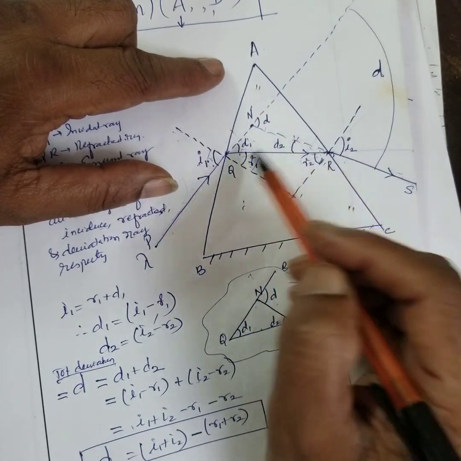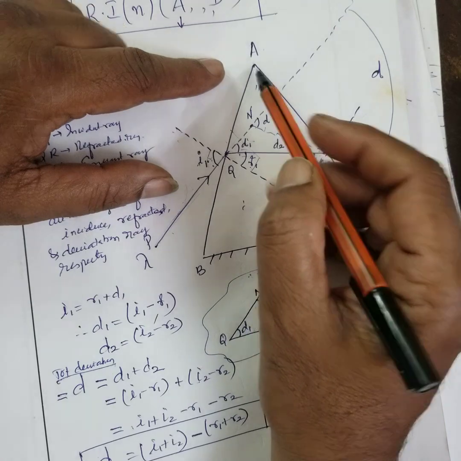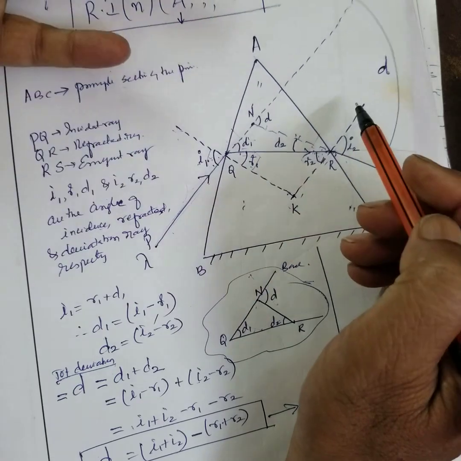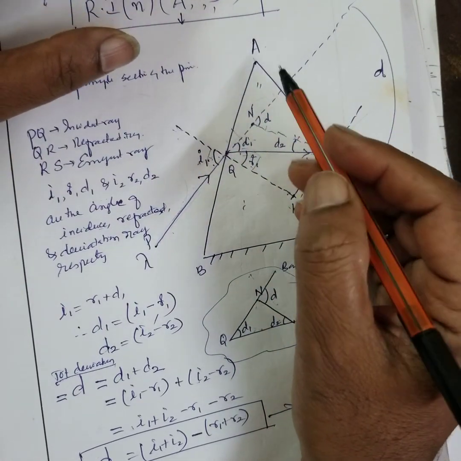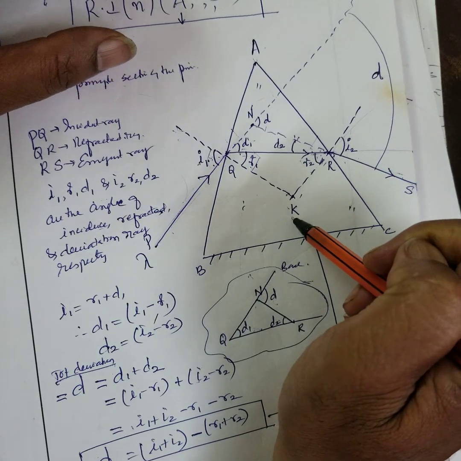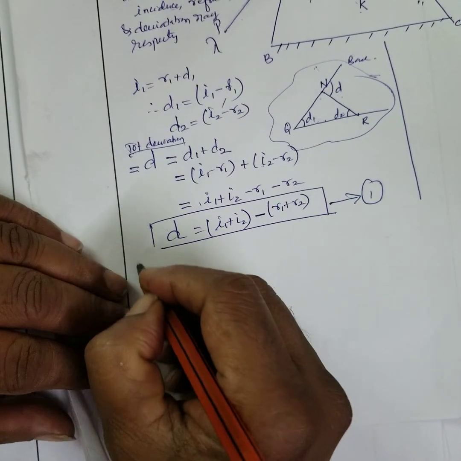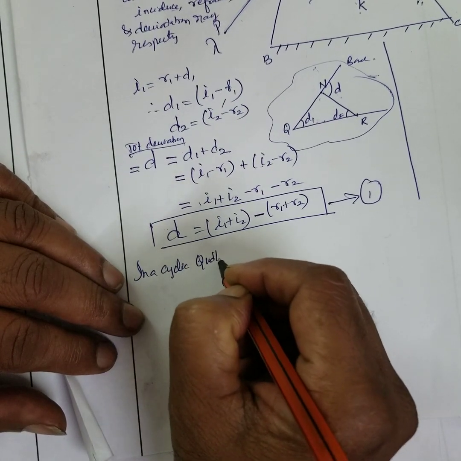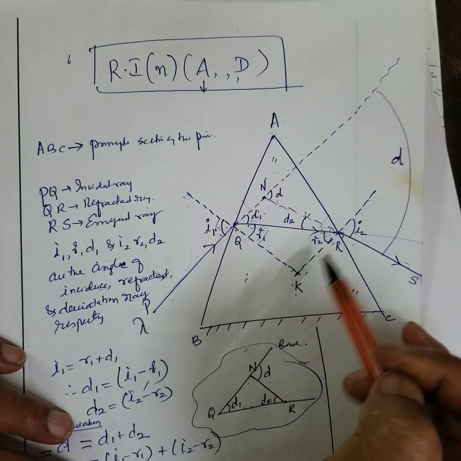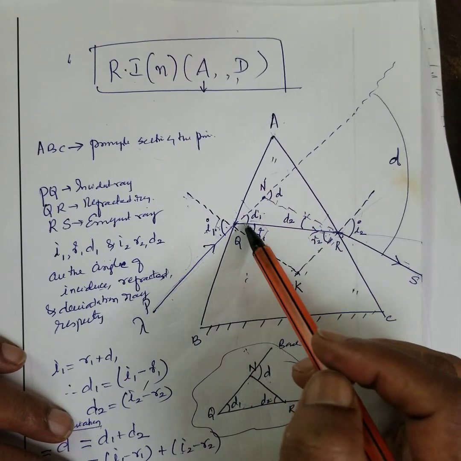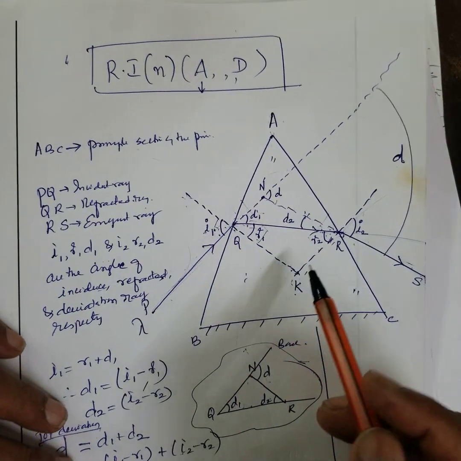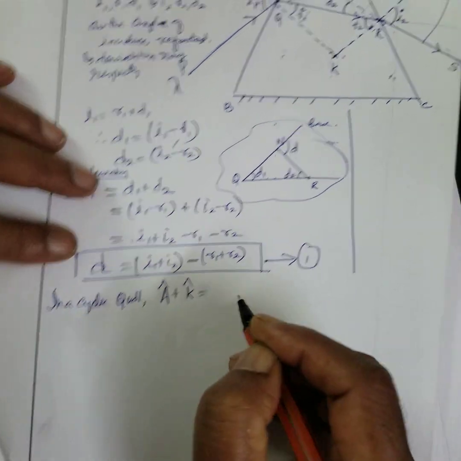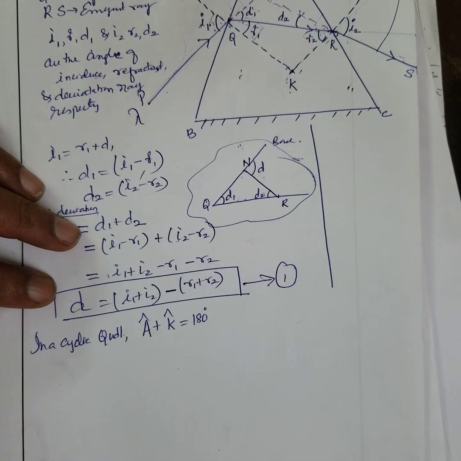Cyclic quadrilateral, why do they call it so? Two R, 90 degree. Then the cyclic quadrilateral A, Q, K, R. This is 90, this is 90. That is 180. Out of 360, 180 has gone. Remaining, what? Angle A plus angle K is equal to 180 in a cyclic quadrilateral. Angle A plus angle K is equal to 180 degree.